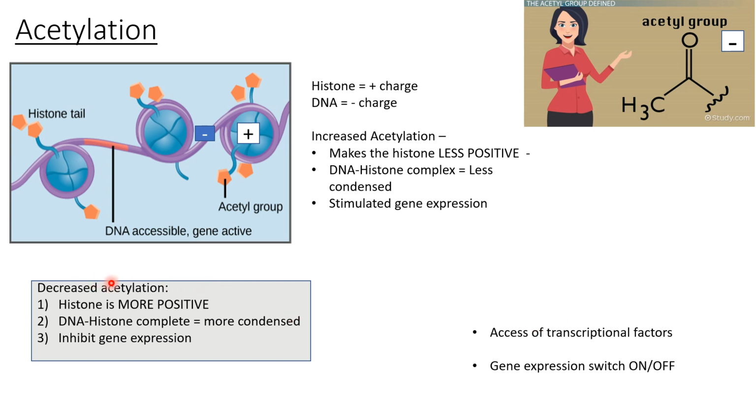The opposite happens if you were to remove this acetyl group from the histone. That is called decreased acetylation. And the reason why the opposite occurs is it makes the DNA-histone complex more condensed. What does more condensed mean? More tight. If it's more tight, transcription factors cannot bind to it. They don't have access to the DNA. Which means RNA polymerase cannot bind to the promoter region. So therefore, gene expression is switched off.